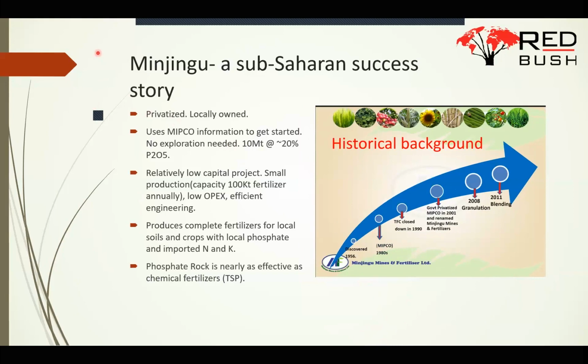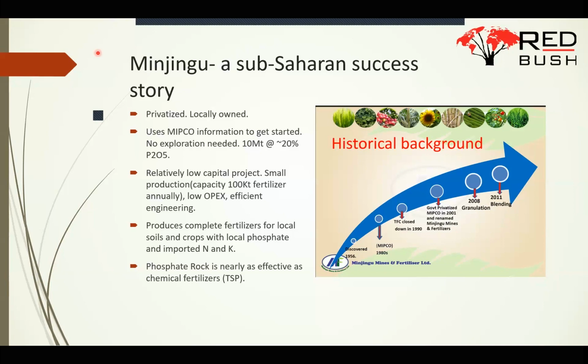changes in government policy again privatize this MIPCO. It changes its name to Minjingu Mines and Fertilizers. So they do have a resource, and in fact a reserve sitting there waiting for someone to do something with it. So they don't need any exploration, but they do need to figure out how to produce the fertilizer here. So, like I said, it's small, a 10 million ton-ish, 20% P2O5, possibly a little bit more, but it's never going to be a massive, huge deposit.